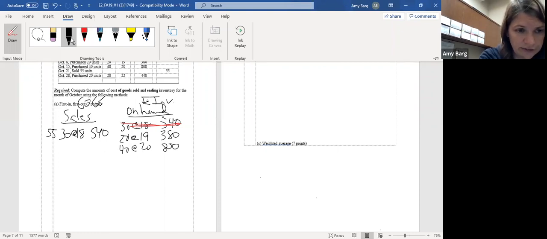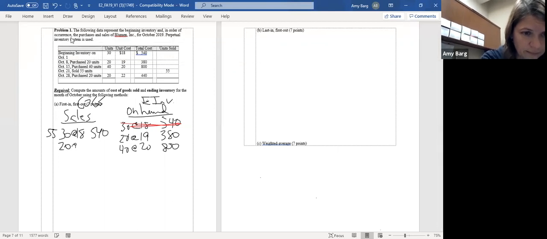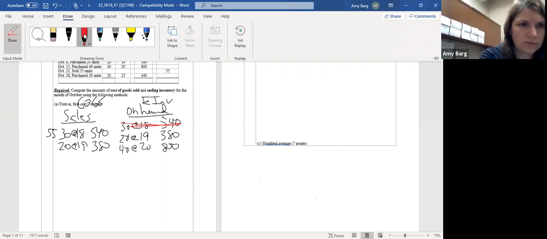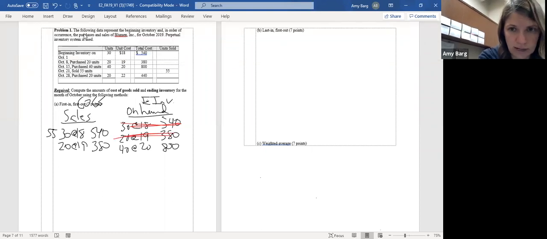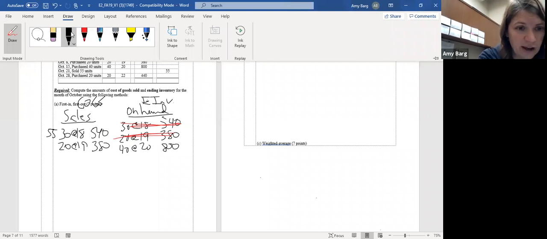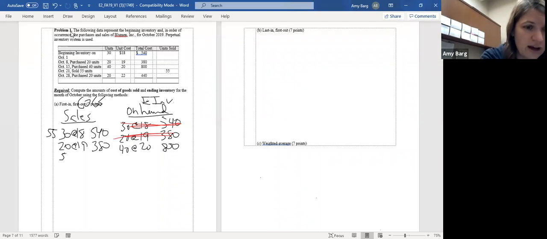Now we're still trying to sell 55. We've sold 30. We need to collect another 20 at $19. So that's $380. So we're going to cross those out. So we still only have 50. We need 5 more, right? So we're going to sell 5. The only things we have left are the $20 ones. So 5 times 20 is $100. Now there were 40 of these, but we sold 5 of them. So we have 35 left at $20 a piece.